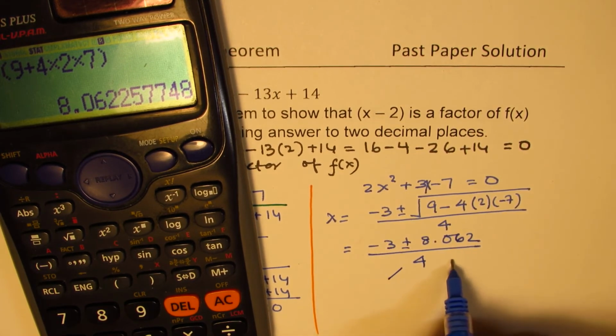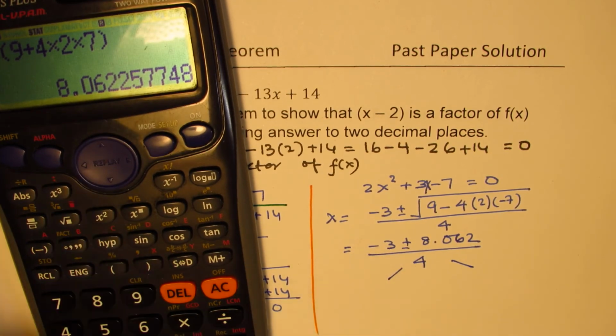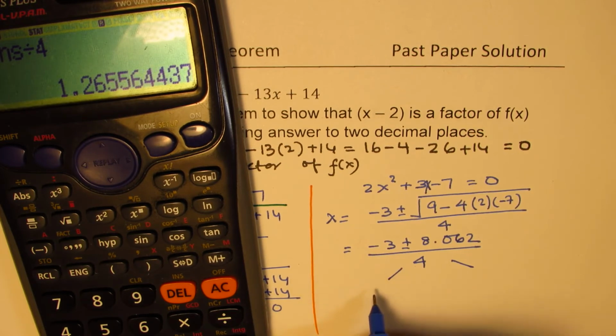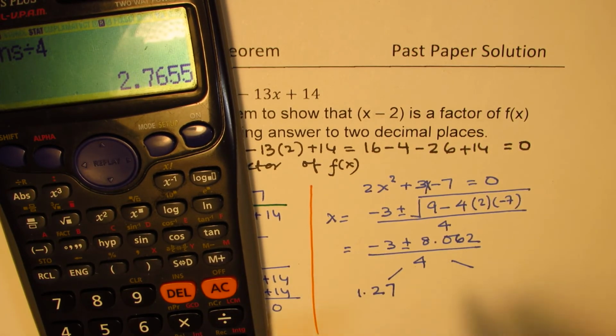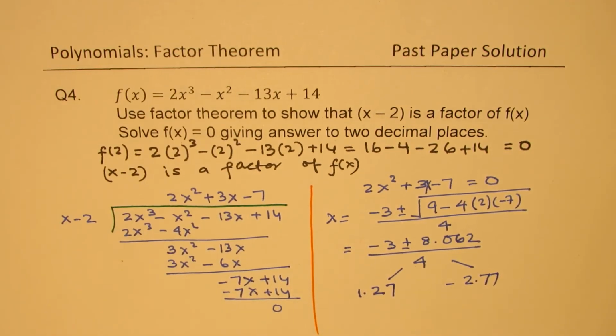So that means we'll take either positive or negative. Both are possible answers. So when I take this positive value, take away 3 from here, and then divide by 4, we get one of our answers, which is 1.27 to two decimal places. So that is first answer. The second one will be negative value, which is, we'll add these two. 8.062 plus 3, divided by 4. So the other answer is negative, which is 2.765. So I'll write minus 2.77, correct? So those become the other two answers, correct?